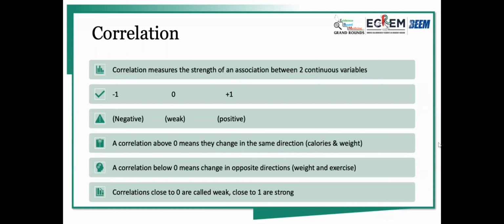Now, correlation always measures the strength of an association between two continuous variables. And the stronger that association, the closer we get to causation. Correlation can be measured in terms of being a very weak or a very strong correlation. The closer the correlations are to 0, the weaker they are. The closer they are to 1 or -1, the stronger they are. A correlation above 0 means that the factors, the variables, change in the same direction. A correlation below 0 means that the variables change in opposite direction.